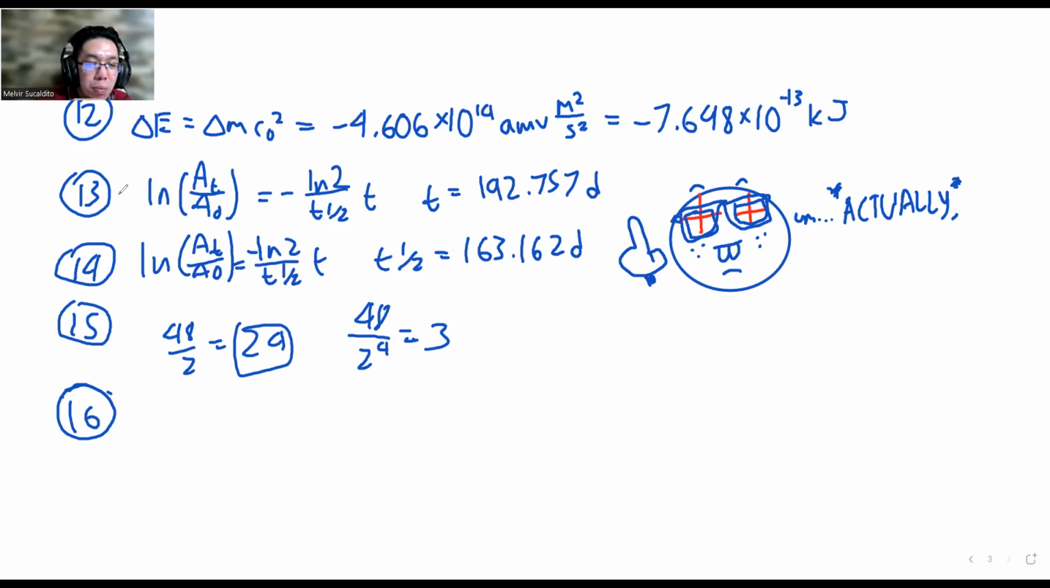Sige, go ahead, solve mo muna. So from Curie, decay per second.